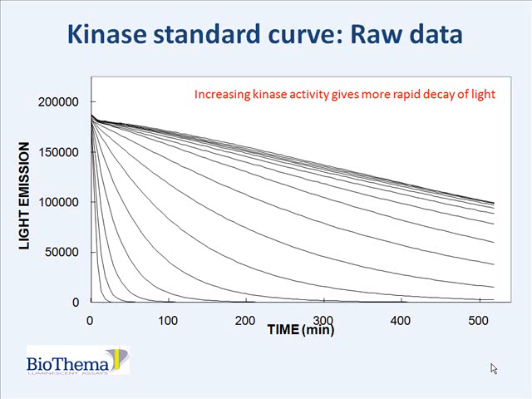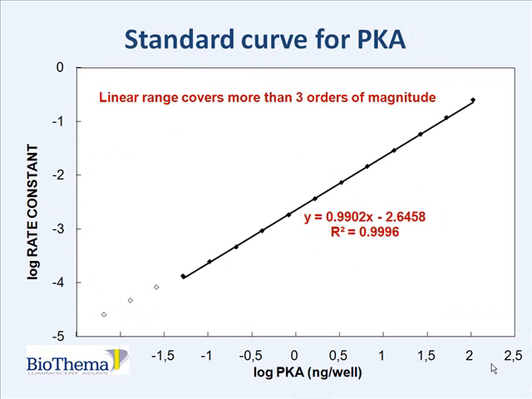This slide shows typical raw data results from a kinase standard curve. As you can see, an increase in the kinase activity results in a more rapid decay of the light emission. A typical standard curve is shown here and illustrates the wide linear range and high sensitivity. This is important when you want to establish suitable kinase levels in your high-throughput screening procedure.